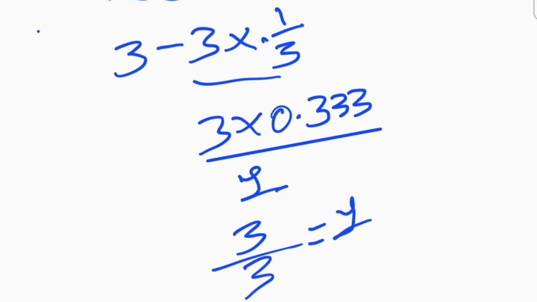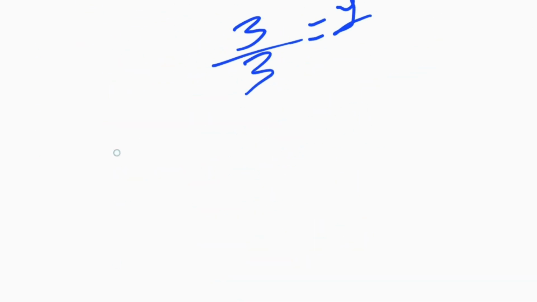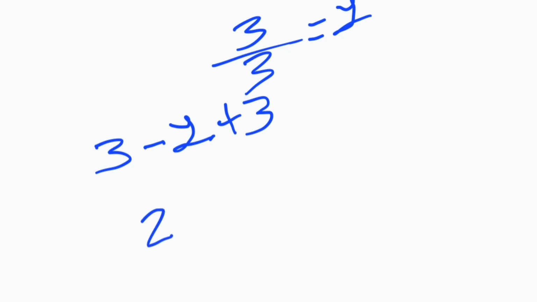Once you solve this multiplication, you move to the addition and subtraction. So you have 3 minus 1, after the calculation you made, right? 3 times 1 over 3 is 1, so 3 minus 1 is 2, and 2 plus 3 is equal to 5.